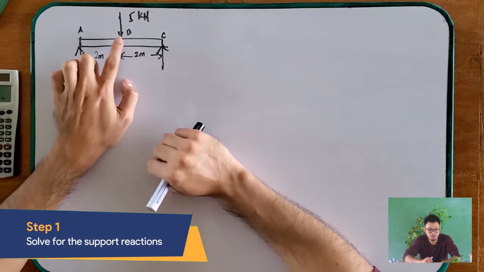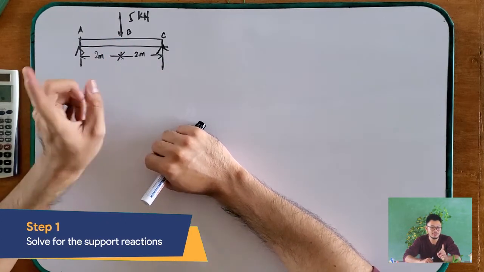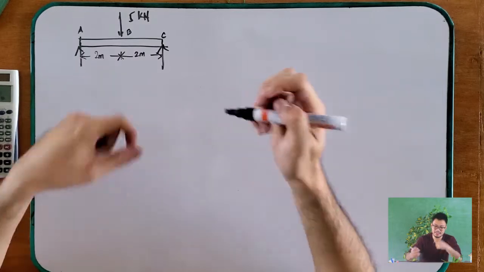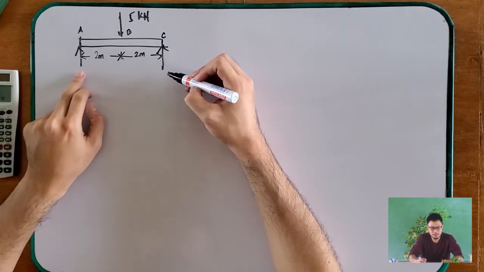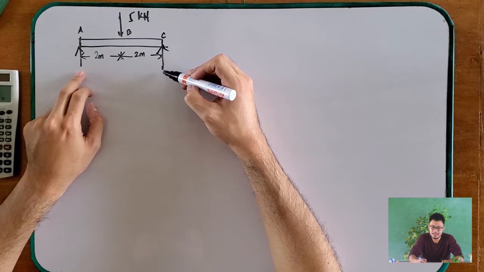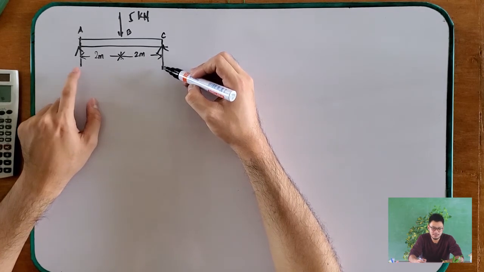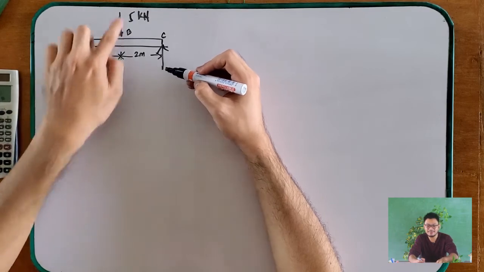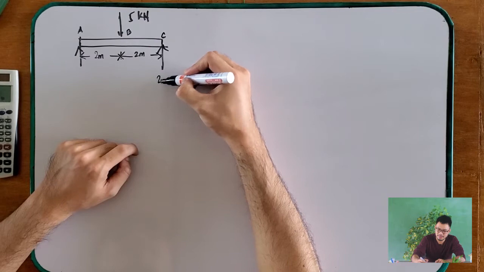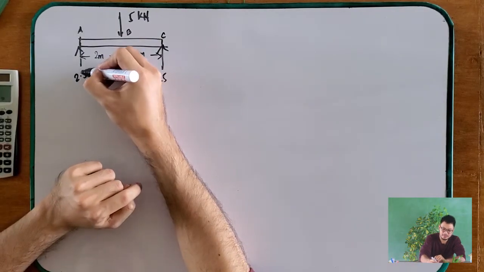If you look at this and see that the 5 kilonewtons is at the middle, then obviously you can immediately analyze that supports A and C have equal forces. These two supports bear half the load. Basically that is 2.5 and 2.5, because when you sum these, that will be equal to 5. And that will satisfy our summation of forces along y.